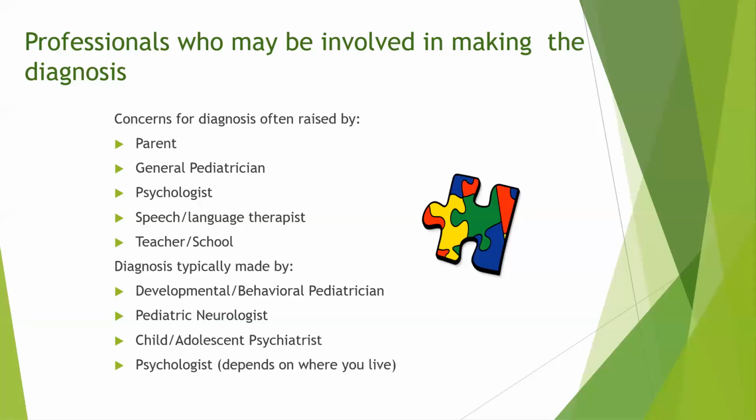Now, the diagnosis. When these concerns are raised, who do parents typically go to for guidance and for the diagnosis? First and foremost is a developmental behavioral pediatrician like me, but given the long wait lists across the state and even just across the country for that matter, because there's not a lot of us unfortunately in this field. Pediatric neurologists do also make the diagnosis of autism. Child and adolescent psychiatrists definitely, and in some states, psychologists can also make the diagnosis of autism.